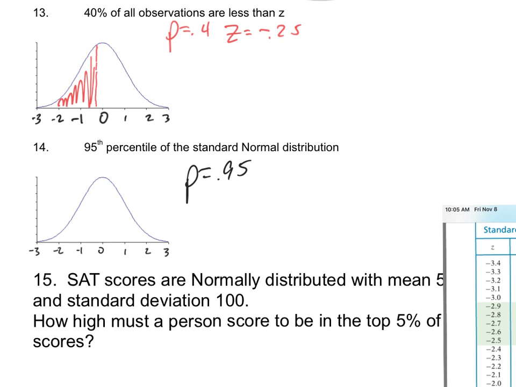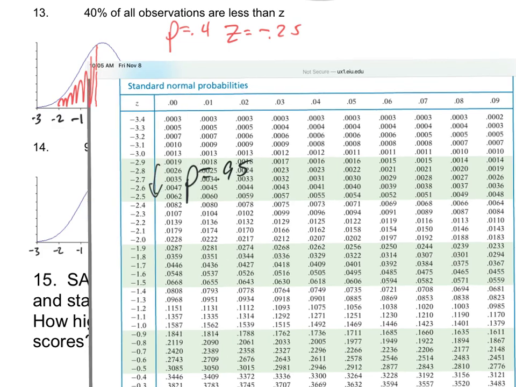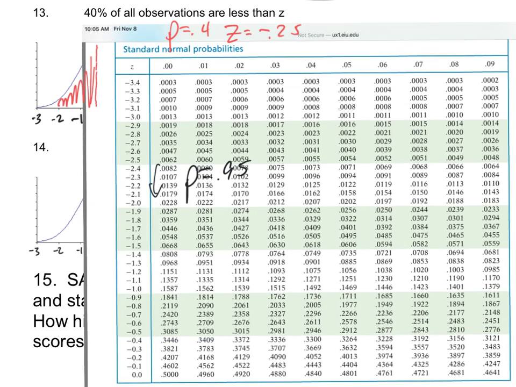On this next problem, we're looking for the percentile of 0.95. So I know it's going to be on this side, so I'm going to look at my table A real quick, and if you notice, 0.95 falls exactly in between these two numbers right here, 0.0505 and 0.0495. In fact, it's right smack dab in the middle. So this is negative 1.64, and this one is negative 1.65.